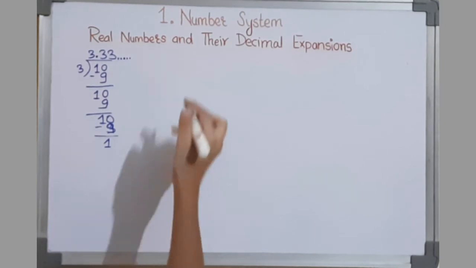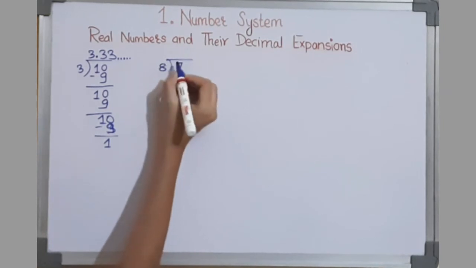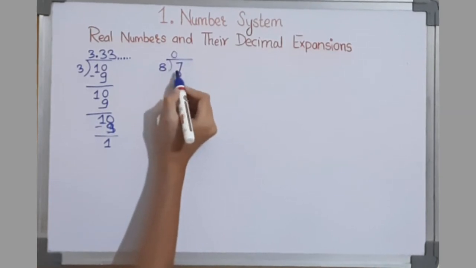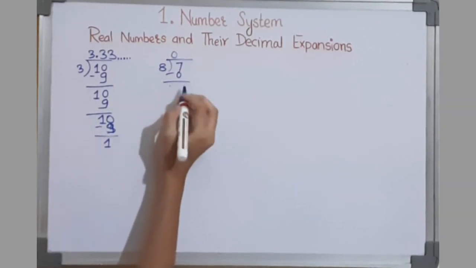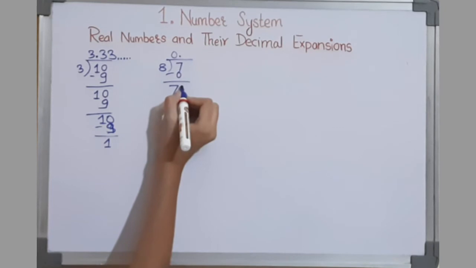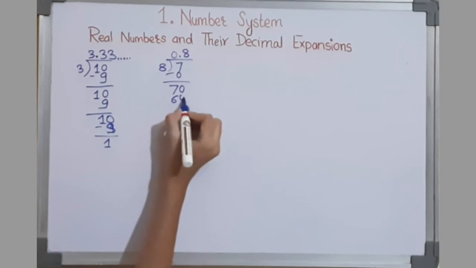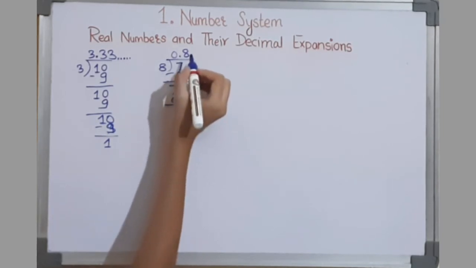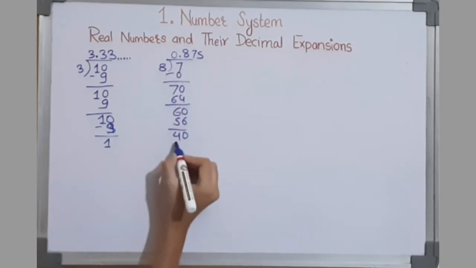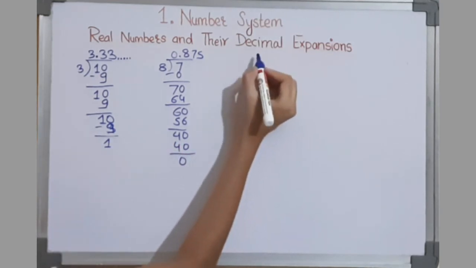Now let's divide 7 upon 8. We can't divide it, so 8 zeros are 0. Then here it will be 7. We'll put a decimal point. Then again we will get a 0. Then 7 8s are 64. 60, then 8 7s are 56. 40, then 8 5s are 40. The remainder comes 0.